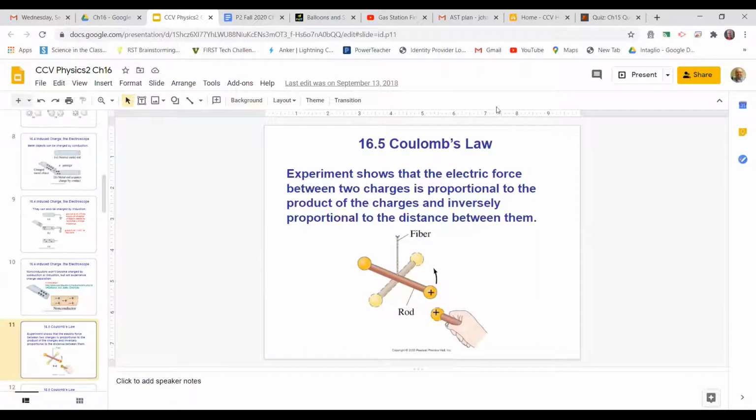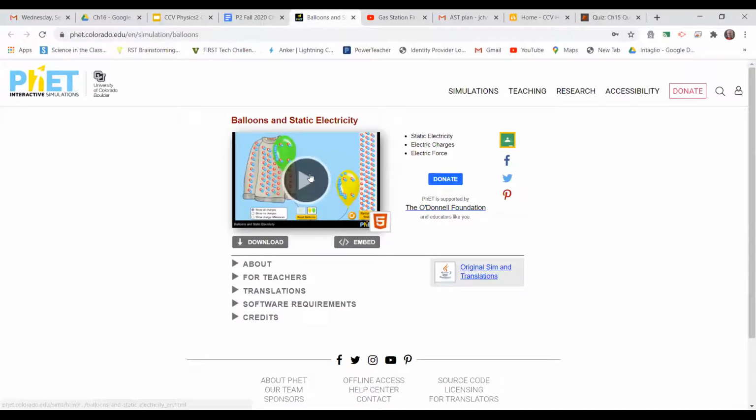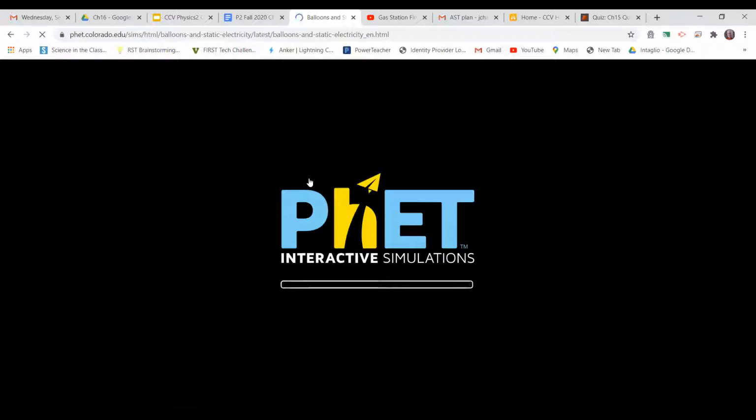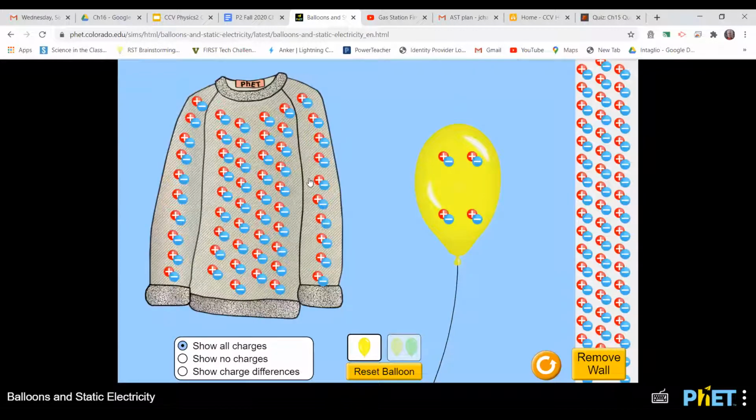So let's take a look at this charging thing. I have a silly little simulation here. We can run that. The old balloon trick. So a lot of balloons are made out of latex. And latex is primarily polymers. And polymers are long chains of hydrocarbons that have little H's sticking out. So you probably remember that from chemistry.